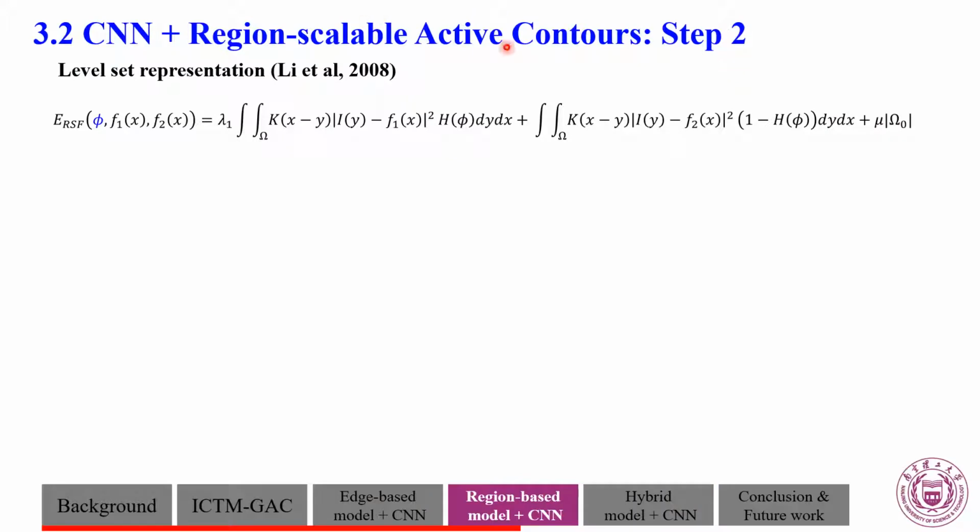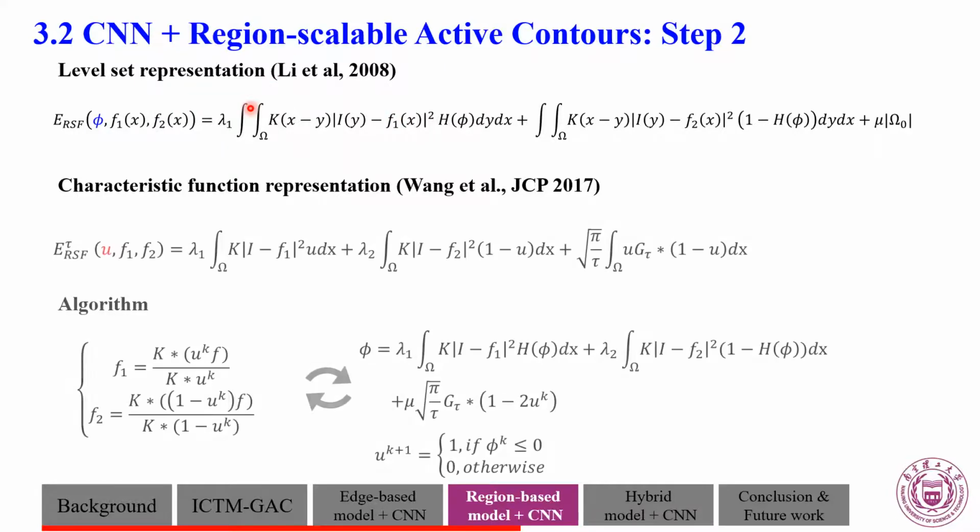This is the region scalable fitting model, and level set is a popular representation. However, the level set method is not efficient, so we introduce a characteristic function-based fast algorithm to optimize the energy function. The main operations are only convolution and thresholding.